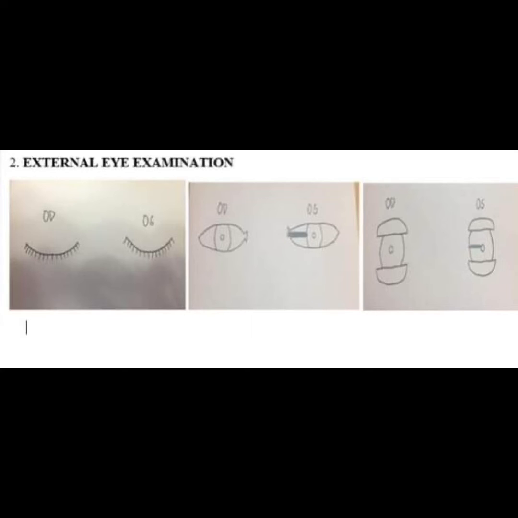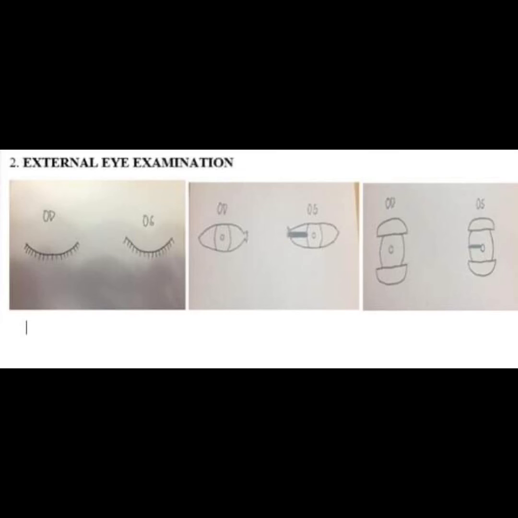Number 2, external eye examination. Drawing 1, eyelashes. OD, OS no flakes. Eyelashes are pointing away from the eye. No foreign body, no redness, no mass. Drawing 2, eyelids. OD, OS no mass. The eyelids are 2 mm below the upper limbal margin. Eyelids open and close properly. No eye discharge, no redness, no lumps.